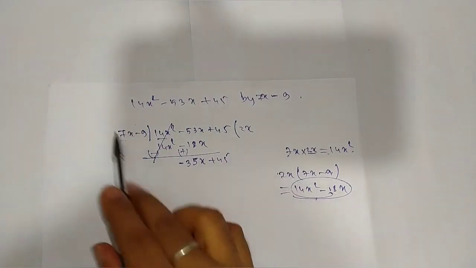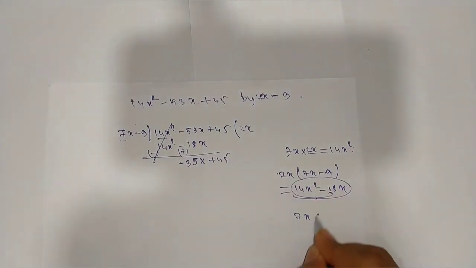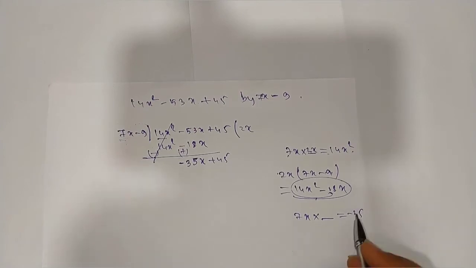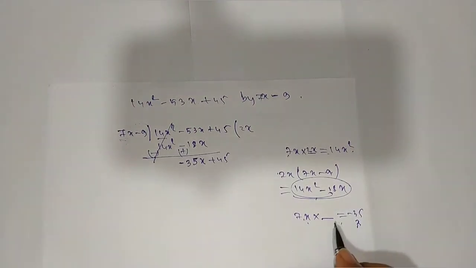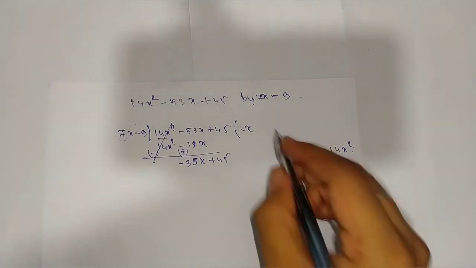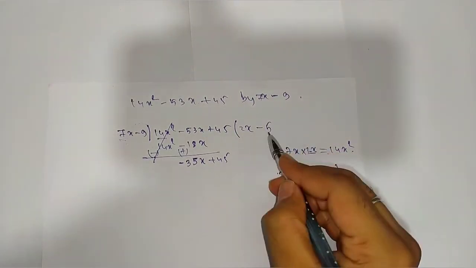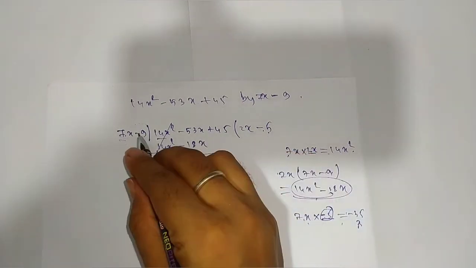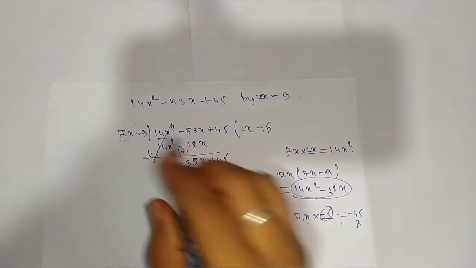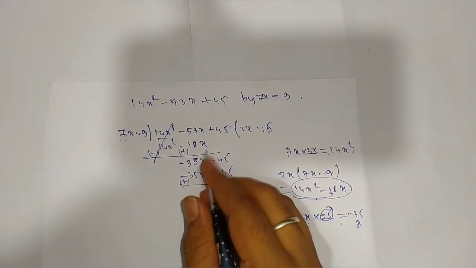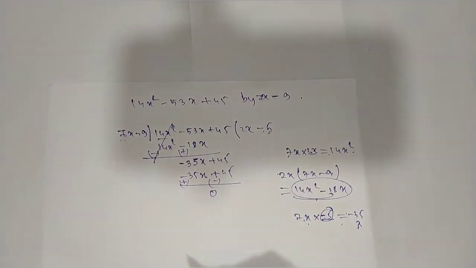So 7x into what? You need minus 35x. The x is already the same, so minus is there, and we need only 5. So take minus 5. Minus 5 into this will give you minus 35x, and minus 5 times minus 9 gives plus 45, and here the symbols change. You can see that both cancel, and we get remainder 0.